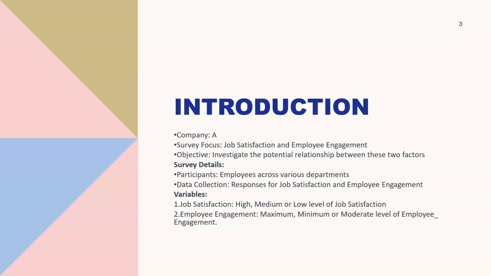So employees across different departments, their job satisfaction and employee engagement are collected. The job satisfaction variable is of three categories, that is, it's high, medium or low. And employee engagement also has three categories, that is maximum, minimum or moderate level of employee engagement.